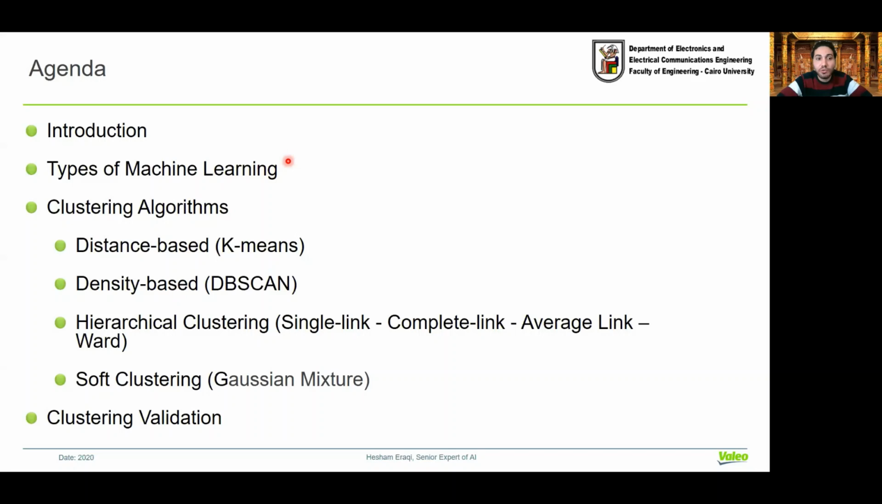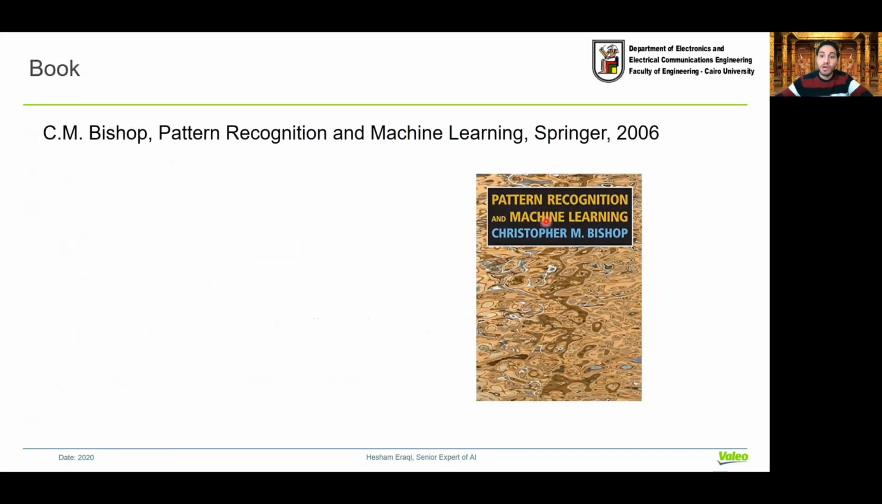So today we will continue talking about clustering algorithms. Last week we covered the k-means algorithm, which is a distance-based clustering algorithm. Today we will talk about density-based clustering, hierarchical clustering, and soft clustering. And eventually we'll talk about the clustering validation topic, and how you can judge numerically or quantitatively if the output of the clustering algorithm is good or bad, especially if you have high-dimensional data that you cannot visualize. Again, this is our reference book, so I encourage you to read about the topics we discussed from this very useful book.